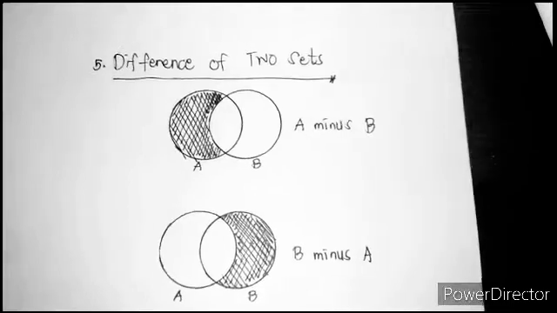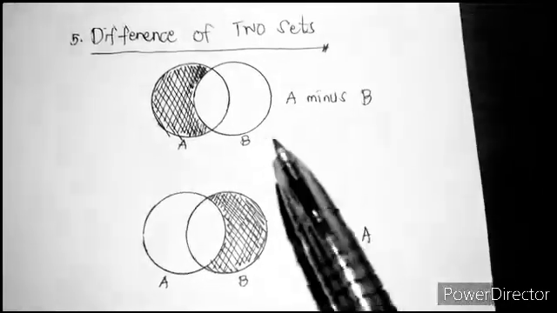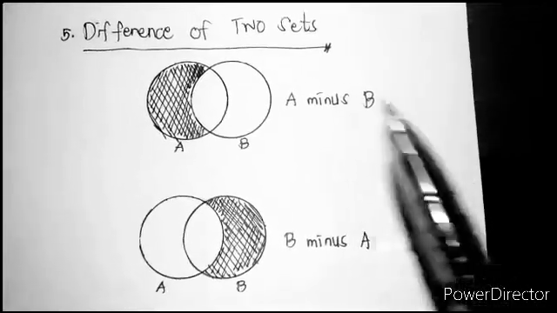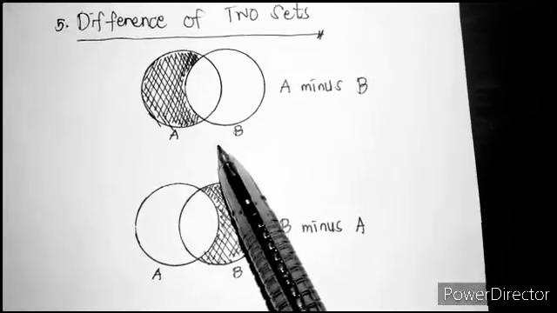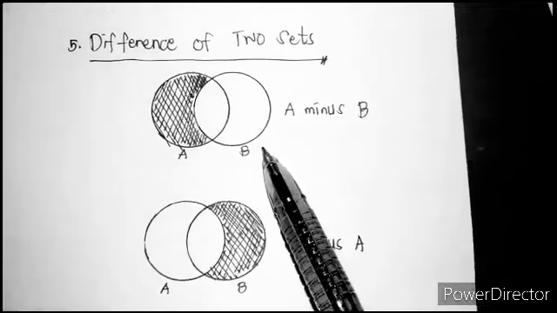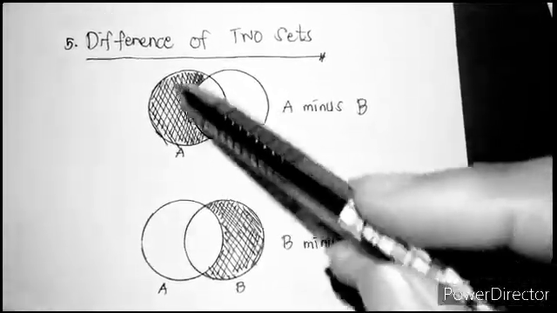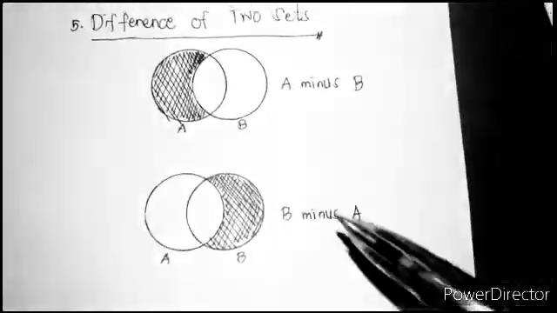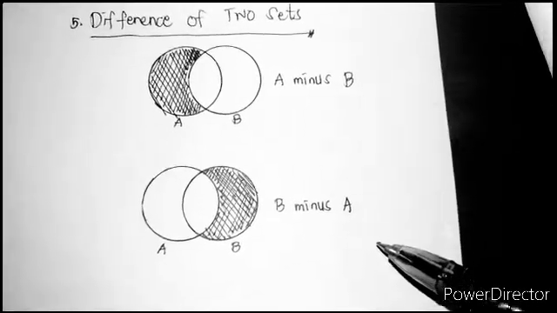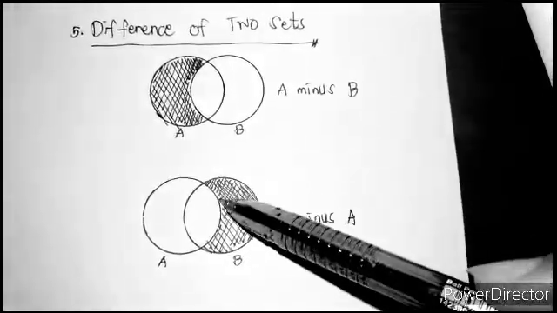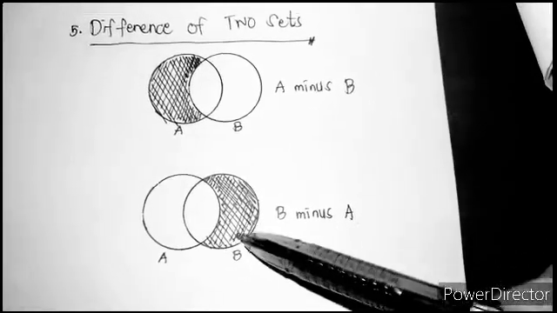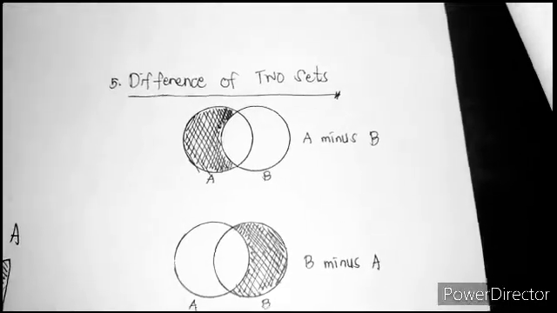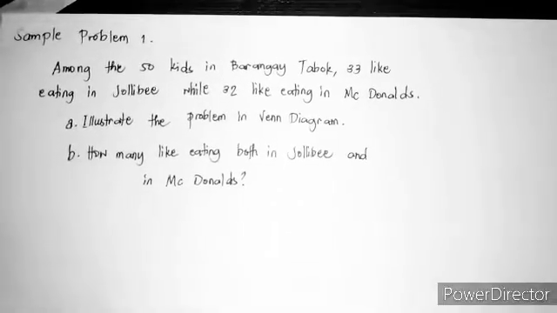The last one is the difference of two sets. For example, A minus B means the set of all elements of A that are not elements of B. This shaded part is the elements of A that are not in B. And how about B minus A? Likewise, this shaded part is the elements of B that are not in A. That's all.